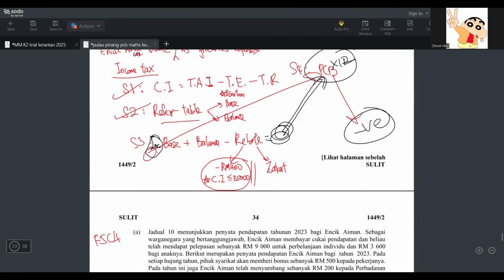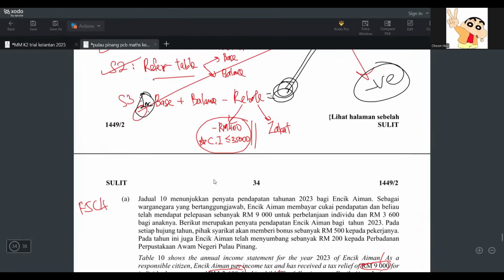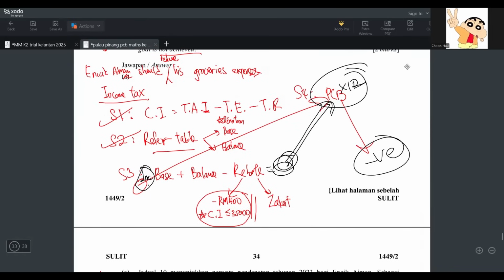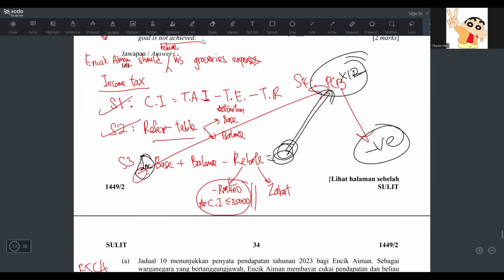Okay, but we will not focus on the question, we will just focus on the notes. And if you want the explanation for this paper, you can just go look it up on my YouTube. It's already uploaded, the Penang paper punya. Okay, so just focus on the notes. So this is the notes.